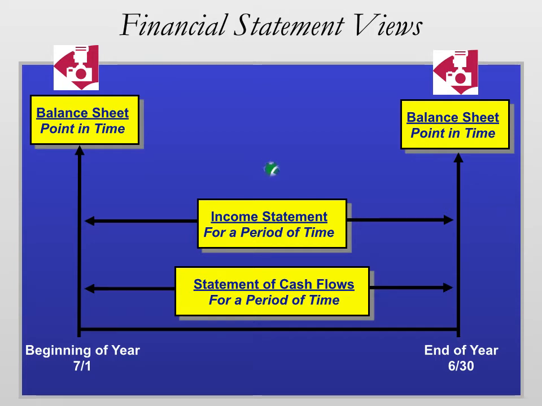Think of the income statement and the statement of cash flows as the video recording of the revenues, the expenditures, and the profits in between the two balance sheet dates. In this case, July 1 to June 30th. So all three statements are interrelated, and we'll show that hopefully throughout this series of podcasts.